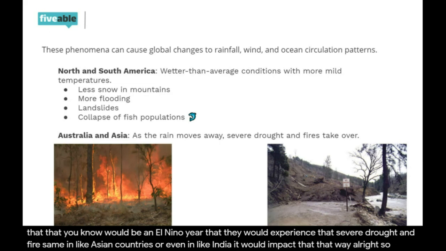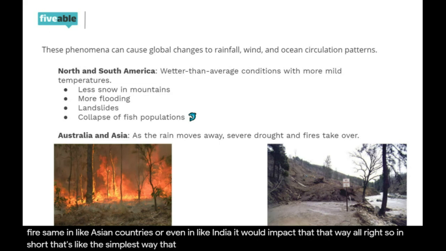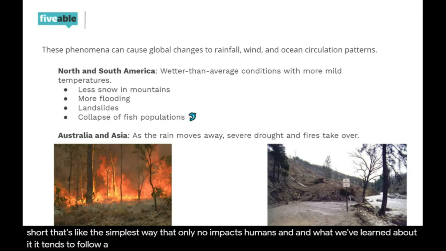All right, so in short, that's the simplest way that El Nino impacts humans and what we've learned about it. It tends to follow a 4-year pattern, but not always.